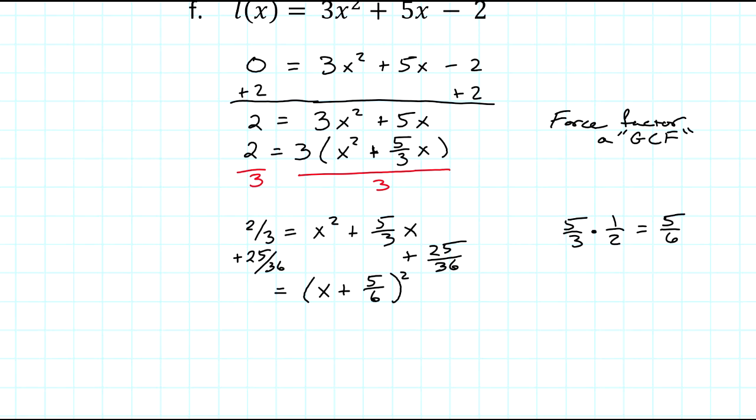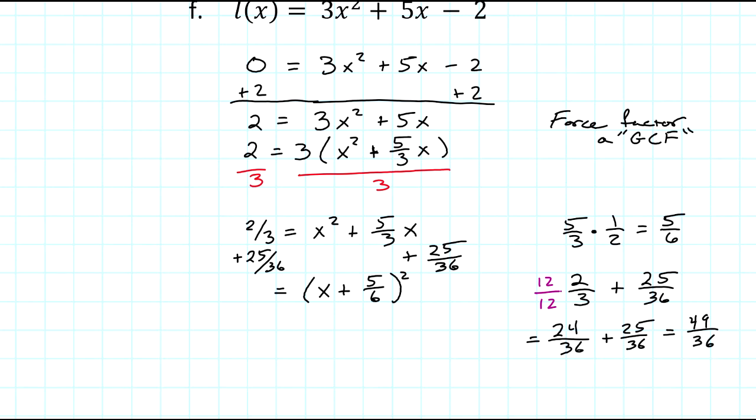Add 25/36. So I need to do 2/3 plus 25/36 off to the side. To get a common denominator, I'll multiply the top and bottom of 2/3 by 12. This will give me 24/36 plus 25/36 equals 49/36. That's actually really nice. I was not expecting that. 49/36 on the left. And I say that's really nice because I can actually take the square root of that.